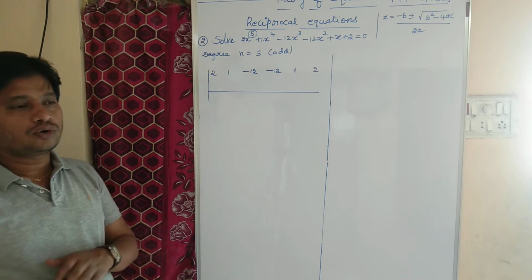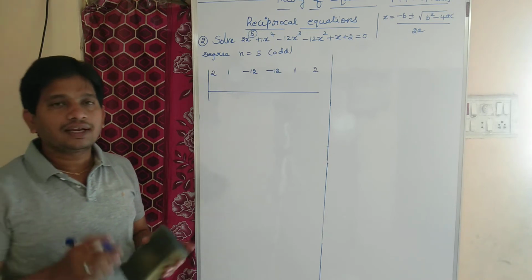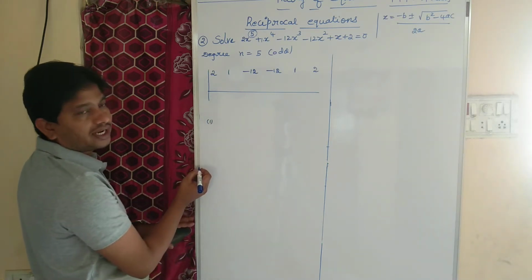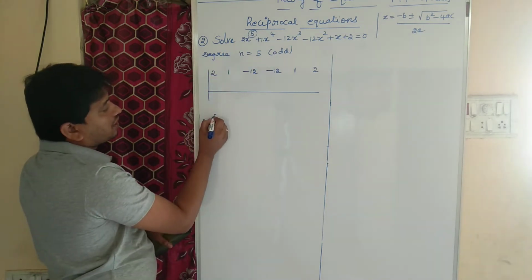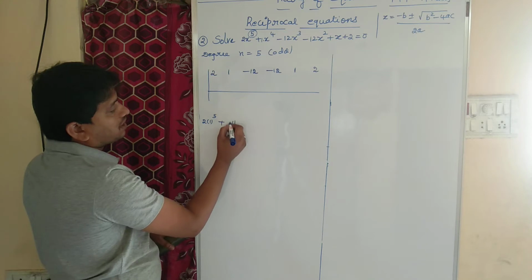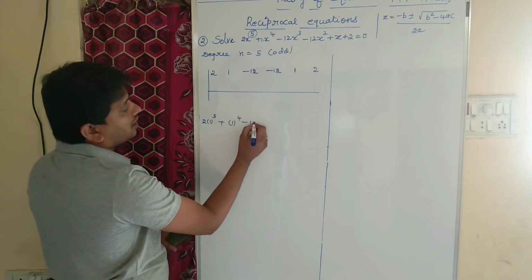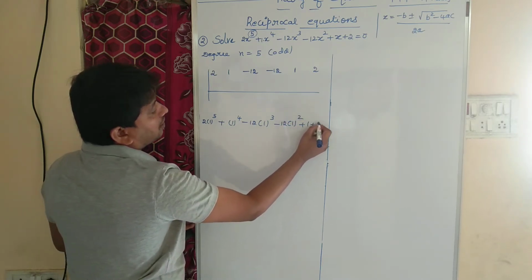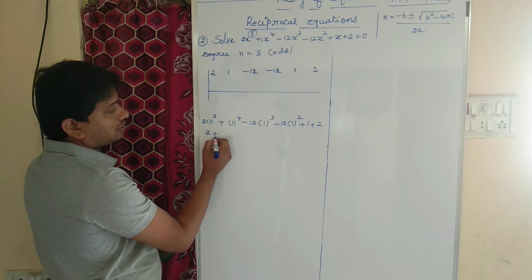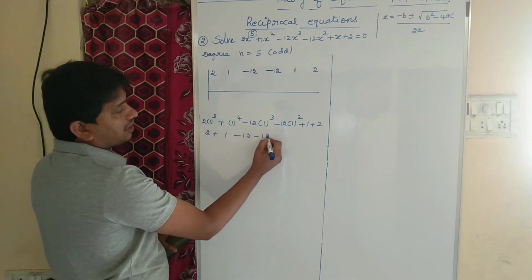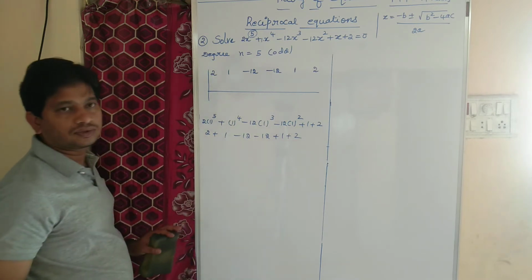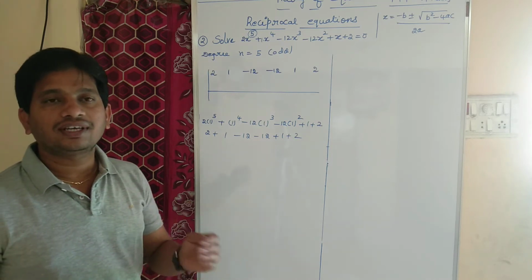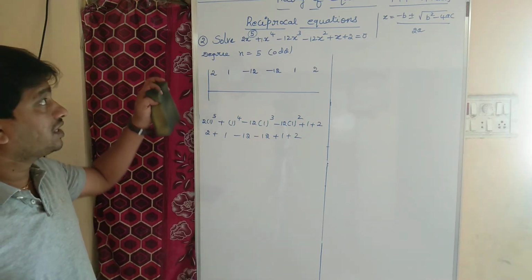How to find one root, children? By using the trial and error method. First let us check with 1. So 2 into 1 to the power 5, plus 1, minus 12 into 1, minus 12 into 1, plus 1, plus 2. Do we get 0? No, children. Hence x equals 1 is not a root of the given equation.